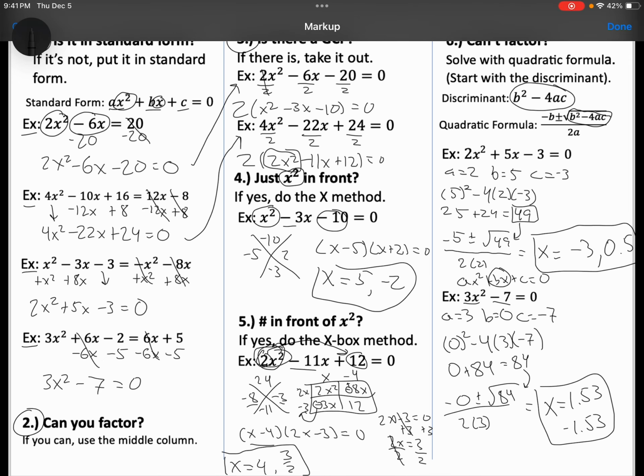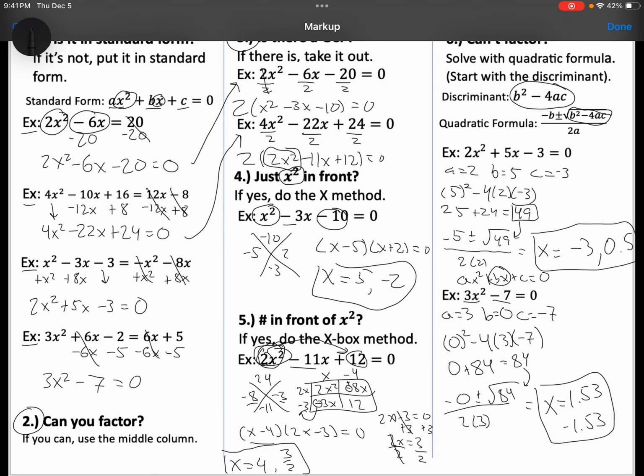So these are all the different steps, all the different methods that we will need to use for this test to solve these quadratics, either by factoring or by using the quadratic formula. The key thing is going to be to make sure that they are put in standard form, and then check which method you need to use in order to solve them.